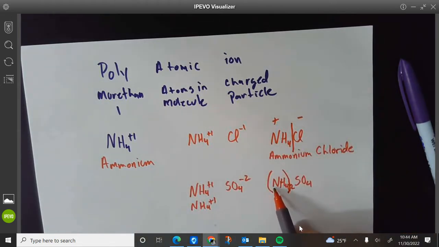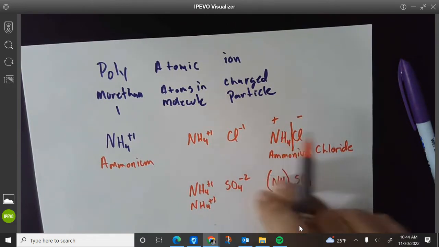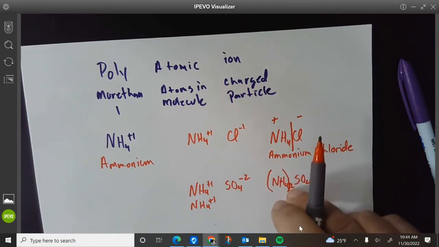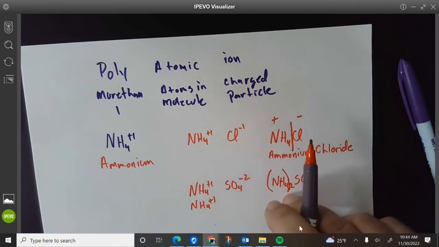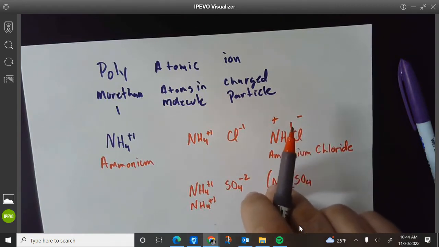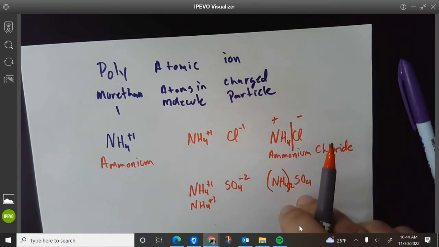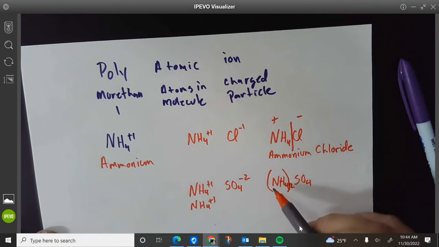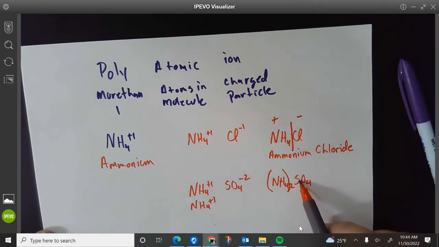If I want to count how many atoms of each element I have, I would say how many nitrogens? Well, there's a 1. There's nothing there, so that means there's 1, right? But I have 2 of them. I have 2 ammoniums, so that 1 becomes 1 times 2 is 2. How many hydrogens do I have? In the polyatomic ion, there's 4. But I have 2 of those polyatomic ions, so 4 times 2 is 8. So there's 2 nitrogens, 8 hydrogens, 1 sulfur, and 4 oxygens.